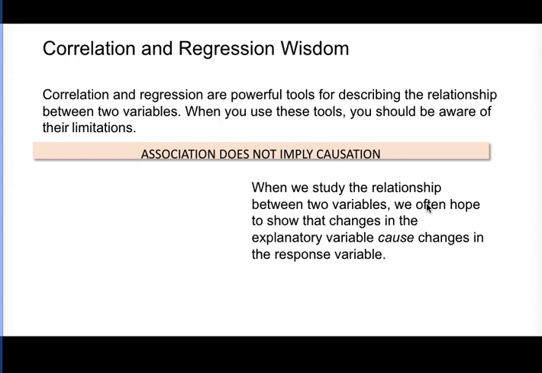So here's the last thing I want to remind you. Association does not imply causation. Just because something is associated does not mean that that is the reason why something is happening. We can only say they're associated, there's something here. We want to show that our explanatory variable causes changes in the response variable, but for this chapter, we can't prove that. So just keep that in mind, all right?